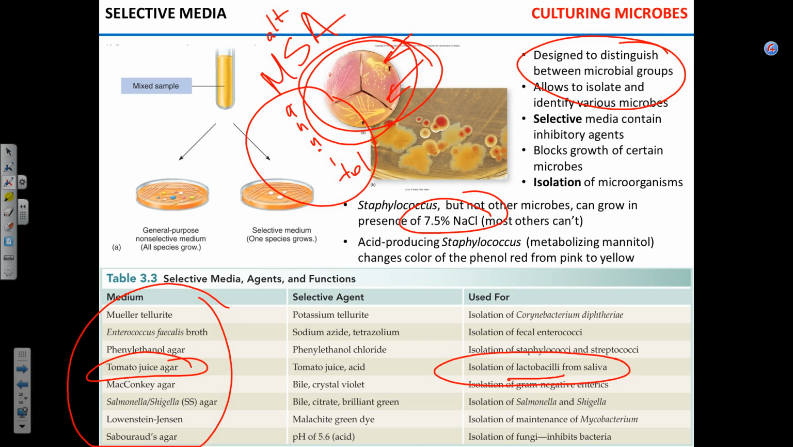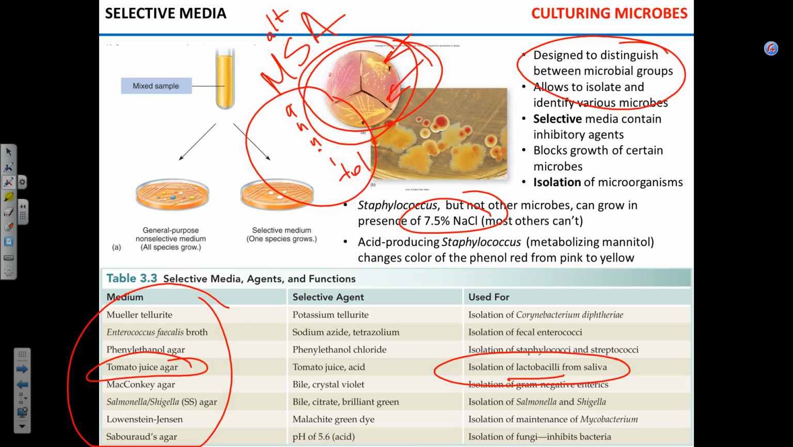Lactobacilli can grow at this pH, and this tomato juice agar will be selective for it. What do they do, lactobacilli? Well, they can make things like yogurt. Okay, that makes sense. So that's one thing. You see, they are adapted to grow in an acidic environment.